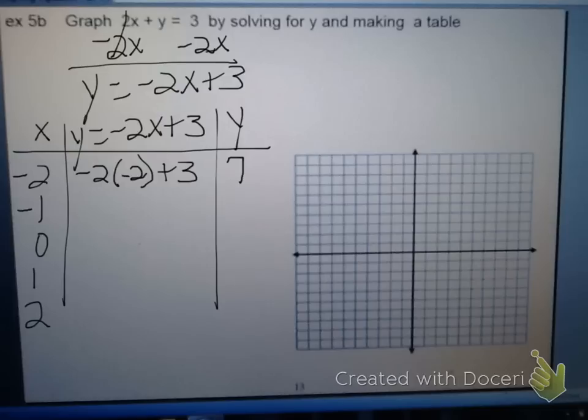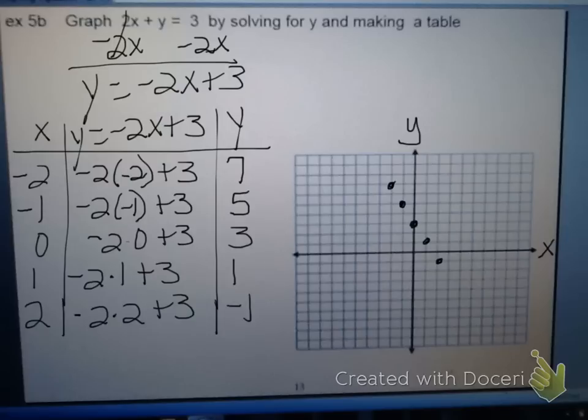Now, what I want you to do is pause the recording, you finish this table, and then turn it back on and see if you get the same thing. Okay, so check your table and see if it looks like mine. When you plot the points, it's going to give you a straight line. If for some reason your points do not make a straight line, you know you've done something wrong. So there is your line.